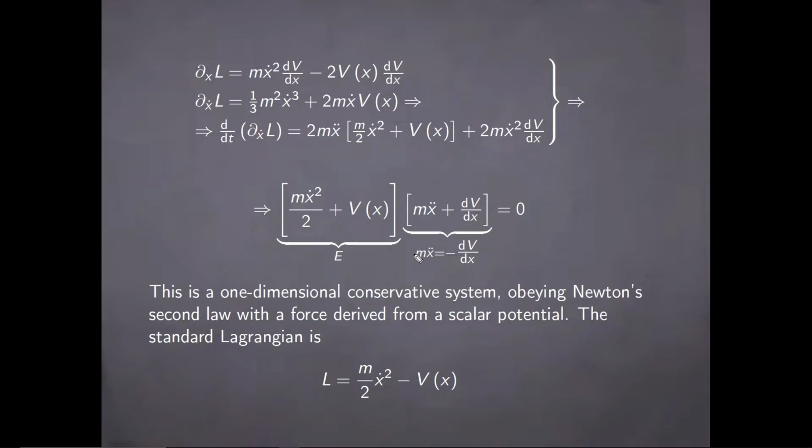So what we are effectively describing with that complicated Lagrangian is a one-dimensional conservative system obeying Newton's second law with a force derived from a scalar potential. And the standard form of its Lagrangian is the one given here.